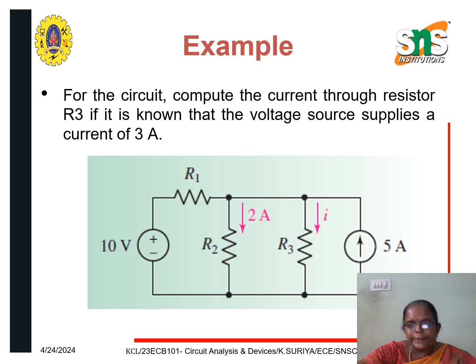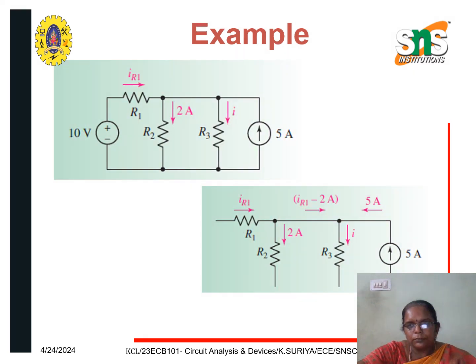So we will see an example here. So in this circuit, you find out the current through the resistor R3, which is mentioned as I here, if it is known that the voltage source supplies a current of 3 amps. So here, you have a voltage source and a current source. So the current flowing in this resistance R1 is IR1. The current flowing through R2 is 2 amps. Current flowing through R3 we have to find, and this current is 5 amps.